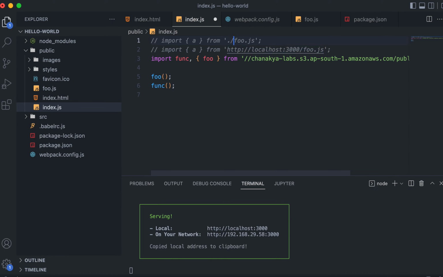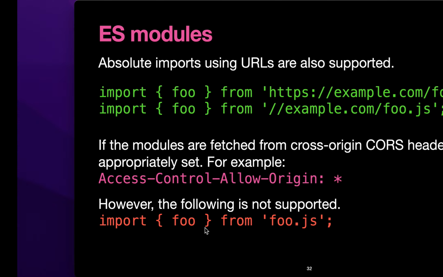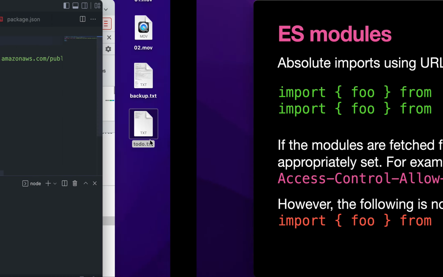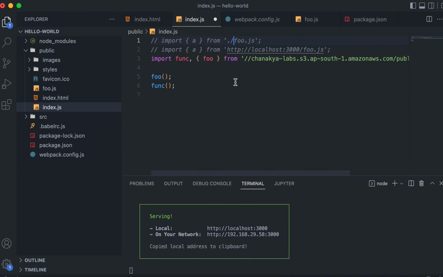Apart from that, if you simply use something like foo dot, then this will not work, as we discussed earlier. Then it will think this is some package, and it will try to look inside node_modules to see if that package is there. For local files, only those formats are supported: either use a full URL, or dot slash, or dot dot slash.